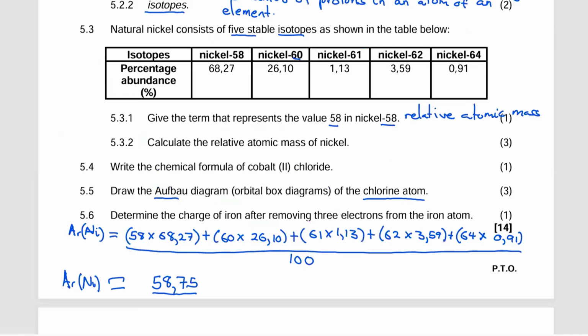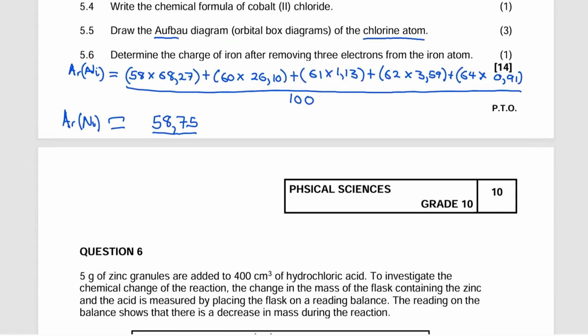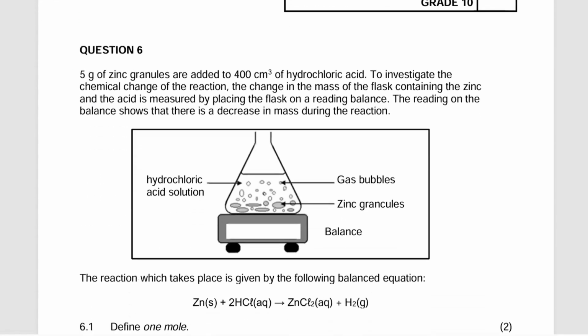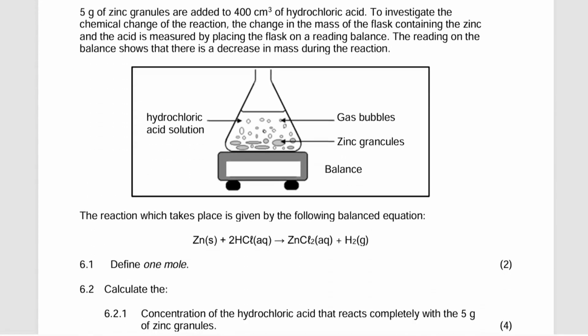Then I proceed to the next question, which is question 6. It says 5 grams of zinc granules are added to 400 cubic centimeters of hydrochloric acid. So we're having 5 grams there.